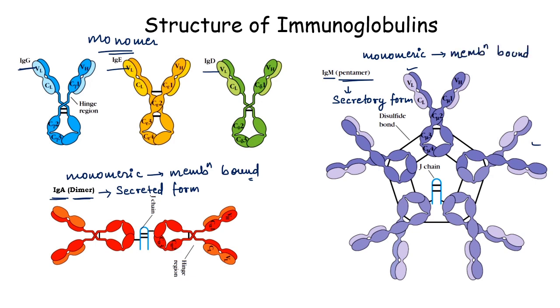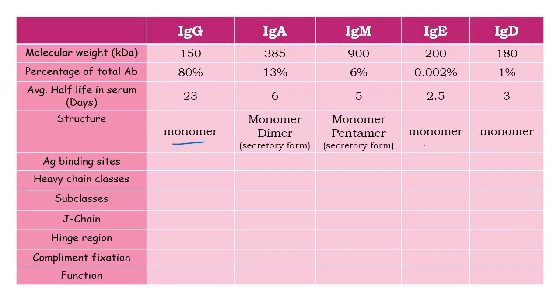Apart from this, there is a much less discussed form of IgM which is the hexameric form, also a secretory form. Immunoglobulin G, E and D are monomers. In case of immunoglobulin A and immunoglobulin M, they are monomeric when membrane bound. The secretory form of IgA is dimeric in structure and the secretory form of IgM is pentameric in structure.